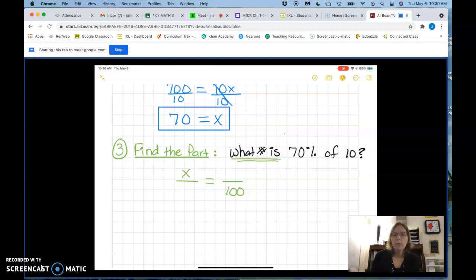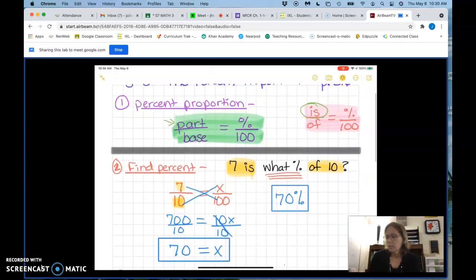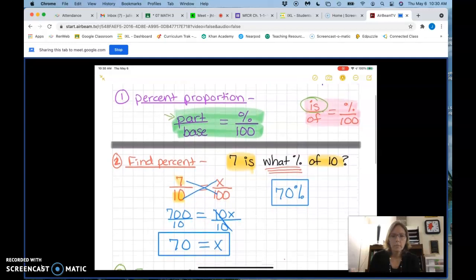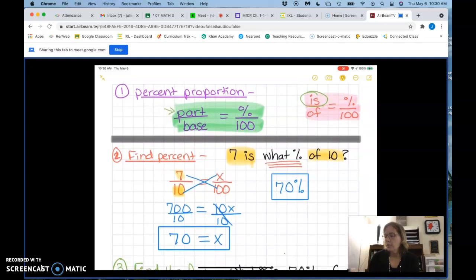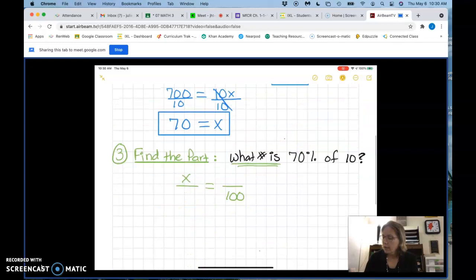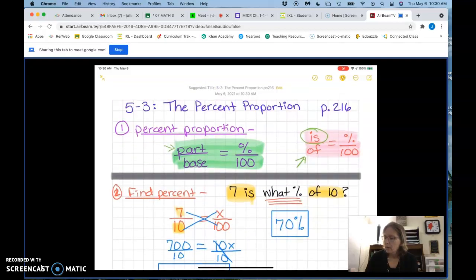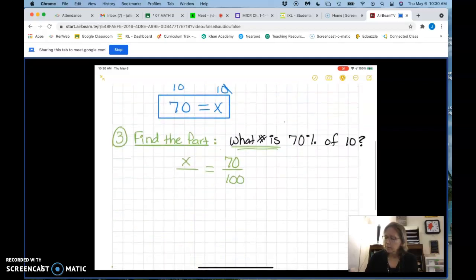70%. Where would my 70 go if it stands for the percent? Where does the percent go? On top of the 100. So 70 goes there because it has a percent sign. And then of 10. Remember, my of is the denominator on this side. Is that answer 0.70? So I'm going to put the 10 on this side.